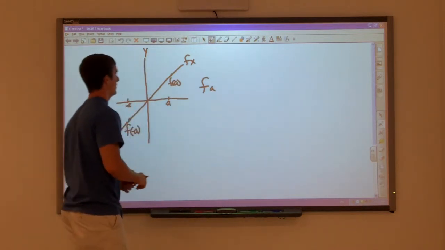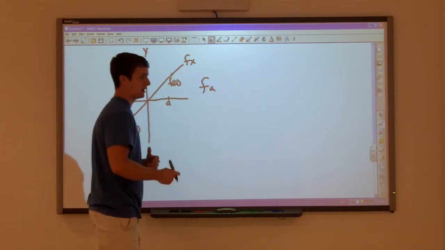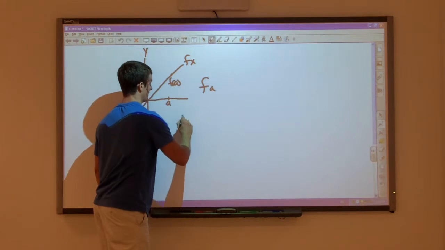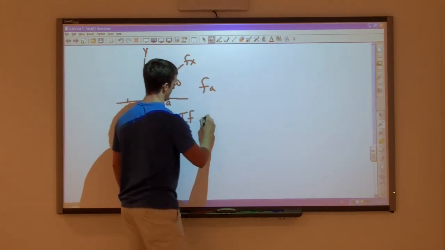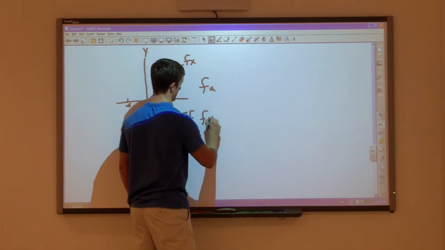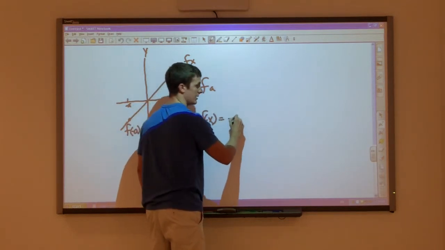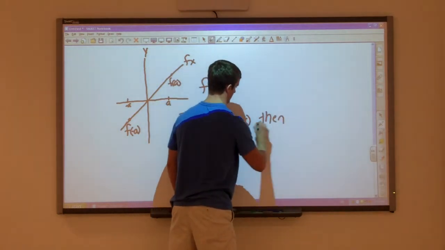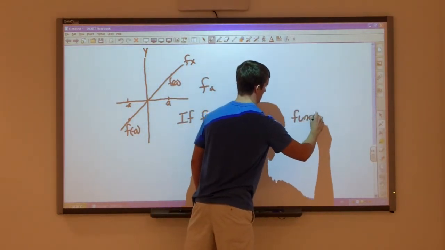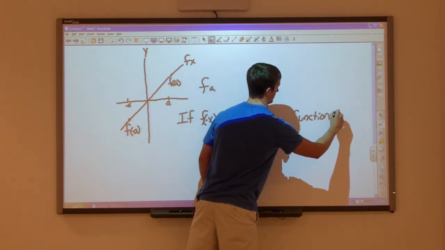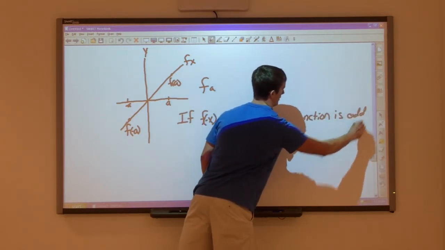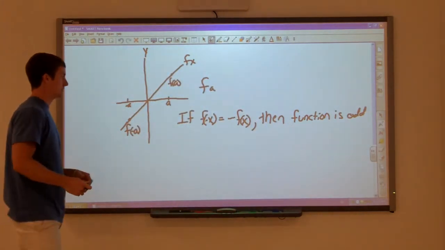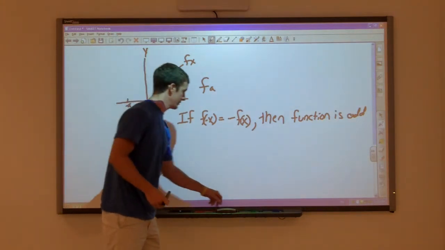So from that, we can come up with a rule of odd functions. The rule states that if f of negative x equals negative f of x, then the function is odd. Just like our even functions, we can come up with more simple rules such that you'll see in your different calculus classes.